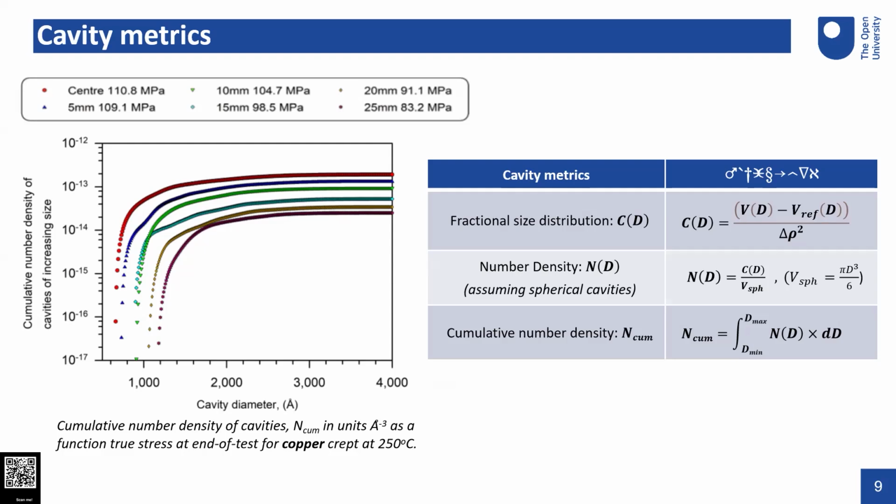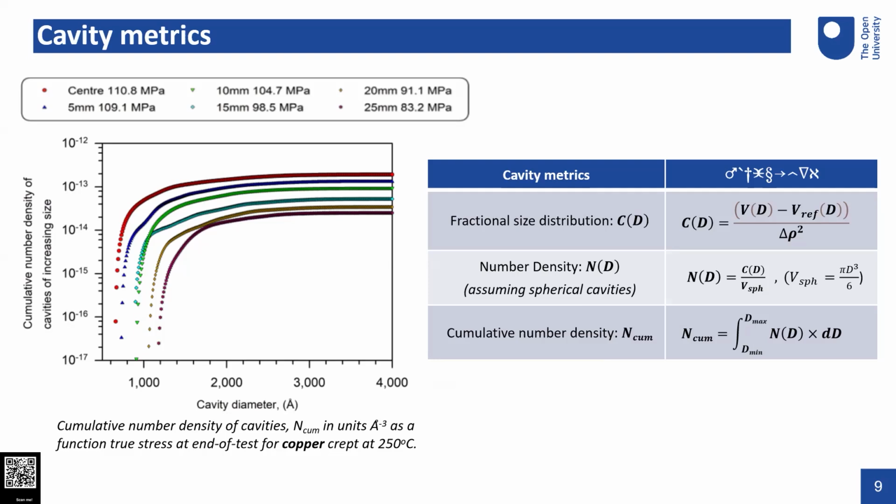So the plot on the left-hand side shows you the cumulative number density of cavities for copper which has been pressed at 150 degrees at different levels of stress. Just take a look at the different plots. As you can see, as the stress goes up, the cumulative number density of cavities increases, and that's what you would expect with increasing stress, when you get more cavities.